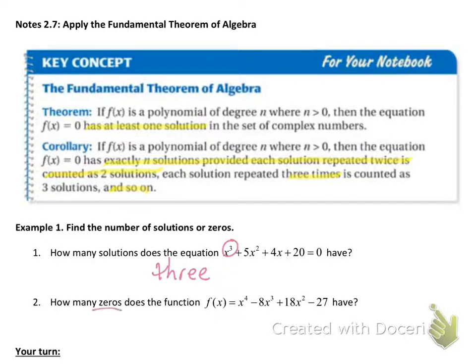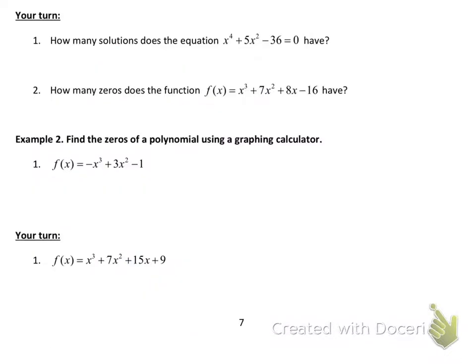How many zeros? Zeros, solutions, roots, x values, they're all the same. So if this has a degree 4, how many solutions, how many zeros does this one have? 4. Sorry, before I move on to the next problem, I should have had you do your turn. So go ahead and pause it and make sure you got it, and then check back for the answer. But if you look here, this is x to the 4th, so that means it has 4. X to the 3rd, that means it has 3, right?